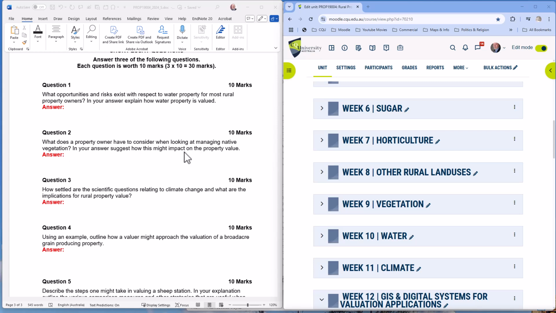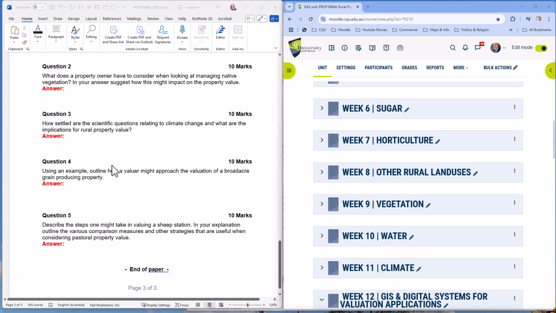Question 2, native vegetation. Now, this question is particularly relevant in an era where the protection of native vegetation is becoming more important, and that's largely a political or legislative question. We dealt with it in week 9 in the unit. Again, how does the control of native vegetation affect the value of property? It can be seen also as a fairly general question.